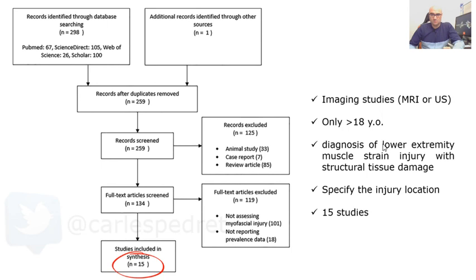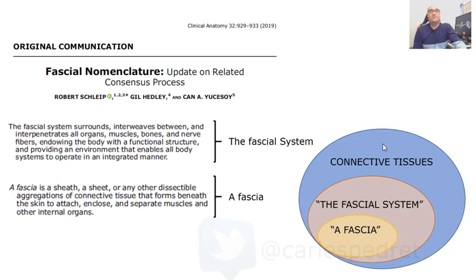So finally 15 studies. But okay, this is the main study we want to talk about, but we need to go through a little bit of history about studies on fascia. It's not really history, because all of the ones I will show are from two years ago, not more. This is the first one, in the Clinical Anatomy Journal: fascial nomenclature, an update and related consensus process. They define quite well when we talk about the fascial system and when we talk about a fascia.